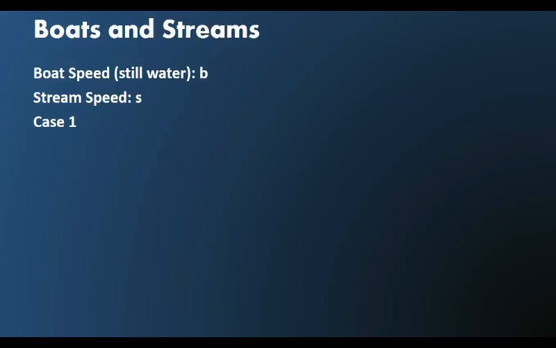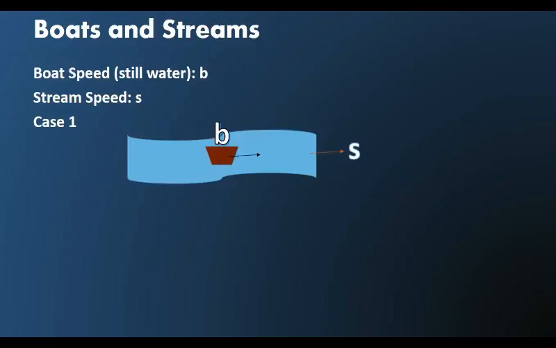In case 1, consider a boat moving in a river as shown in the figure. We can see that the direction of motion of both the stream as well as the boat is the same. Let the boat be moving at a speed b in still water and the river be flowing along the direction of the boat with a speed s. In this case, we can say that the effective speed of the boat is equal to the speed of the boat plus the speed of the stream.